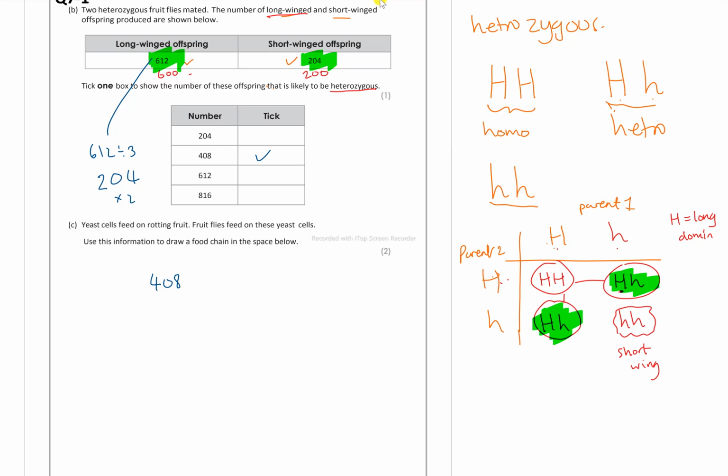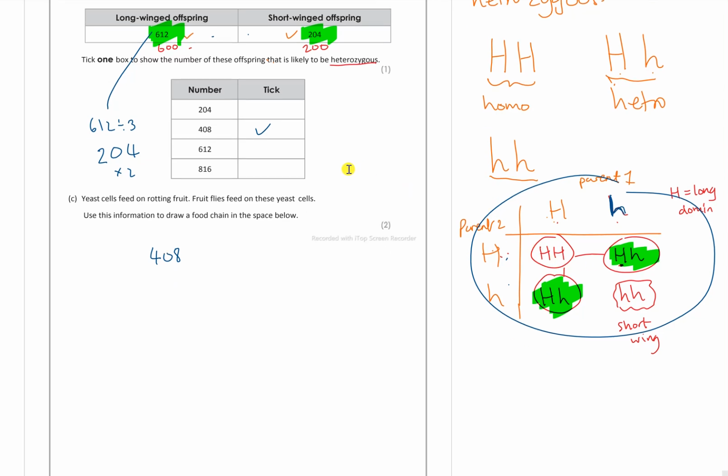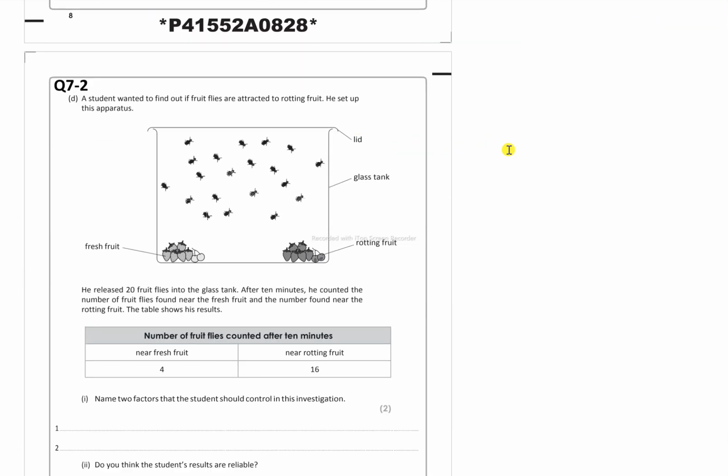I wouldn't worry about this. This is more based around here. And even then, I had to change this when the penny dropped, that the only way you're going to get a ratio of 3 to 1 is in this form, Hh. Both parents are heterozygote, and I missed that. There was a big clue in the question. Right, okay.